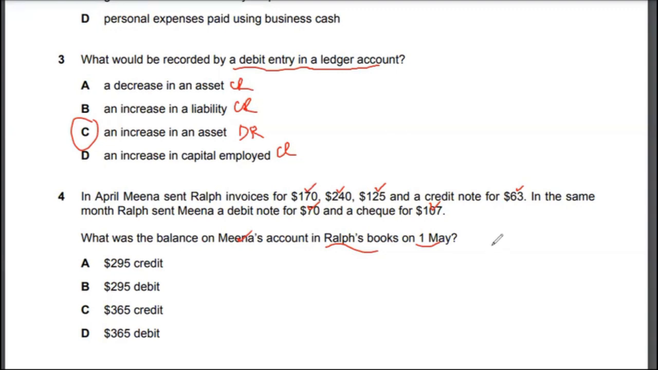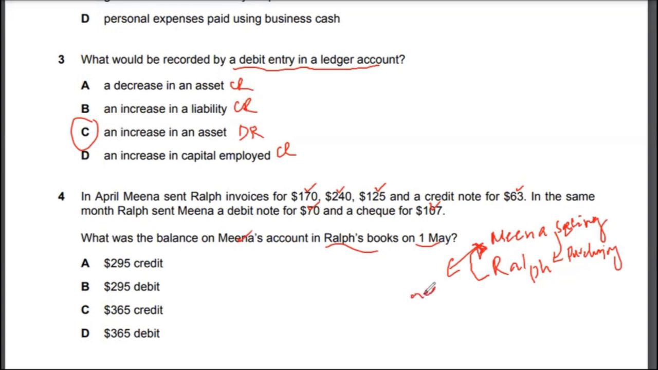So in April, Mina sent Ralph invoices. So Mina is sending Ralph invoices. So basically Ralph is purchasing and Mina is selling. Mina is the seller and Ralph is the purchaser. So you have to understand what is happening here: Ralph needs to pay, and Mina needs to receive.